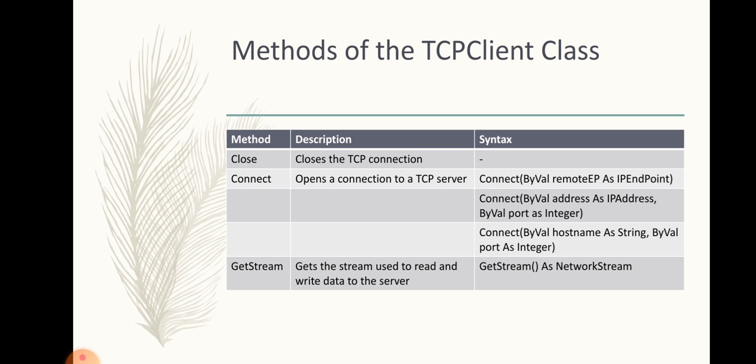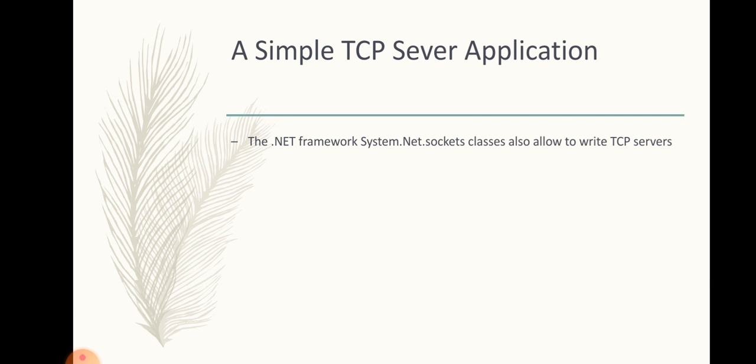First method is close. Closes the TCP connection. Connect. Opens the connection to a TCP server. Get stream. Gets the stream used to read and write data to the server. Next we move on to discuss a simple TCP server application.